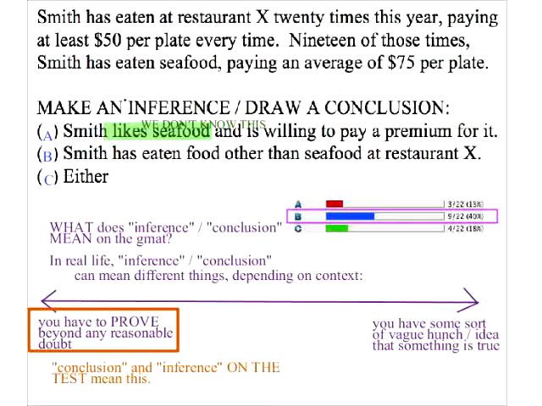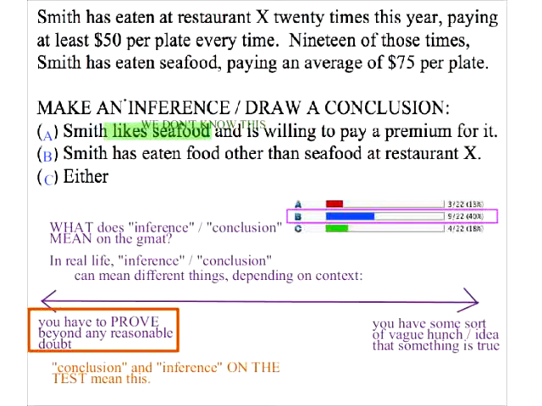Could be religious, maybe Smith doesn't eat meat on certain days and eats seafood instead. Like a lot of Catholics eat fish on Friday. Maybe restaurant X is a seafood restaurant and only has other food on special occasions. The point is there's a whole lot of reasons that are perfectly reasonable why Smith might be eating so much seafood besides Smith likes seafood. So this is not proved beyond any reasonable doubt. There are plenty of reasonable doubts here.